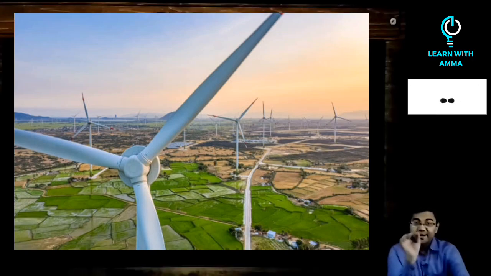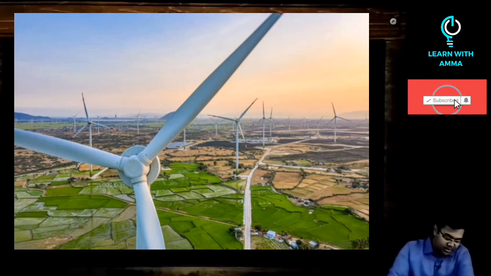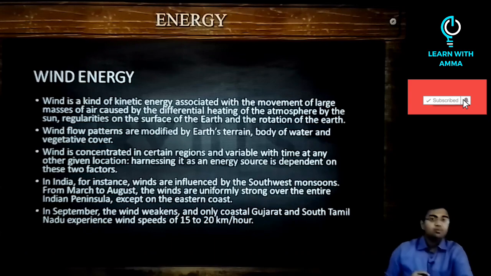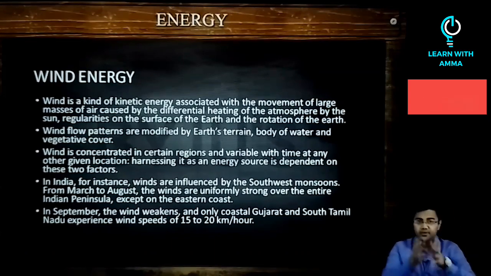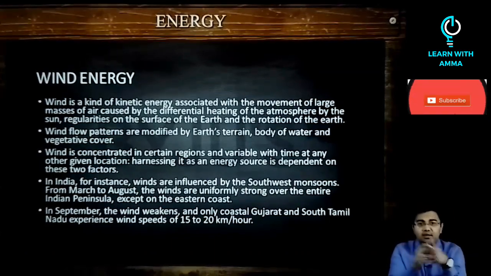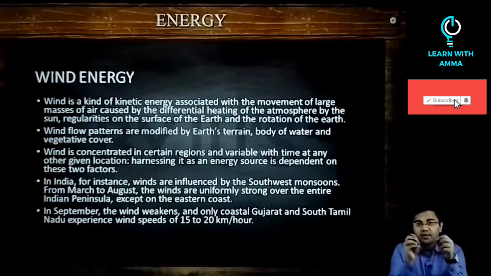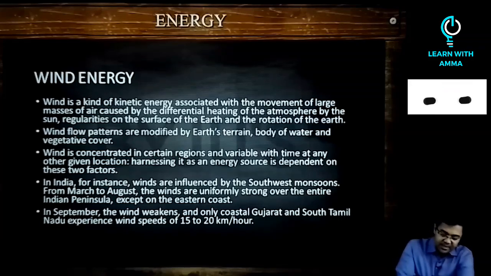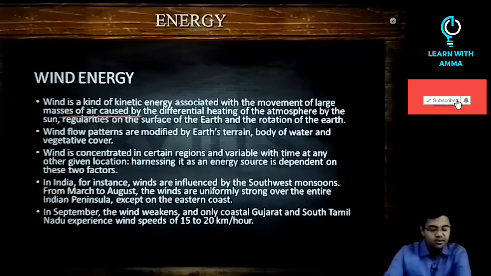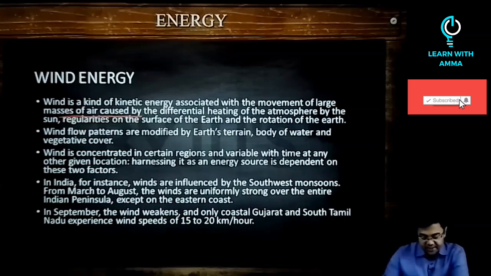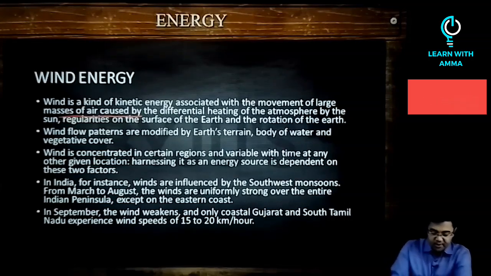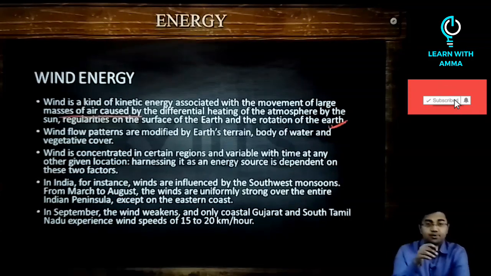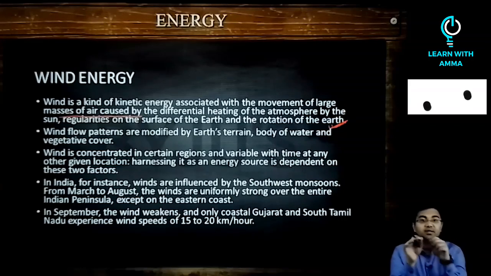Now let's move on to the next type of renewable energy that we have, that is wind energy. So when we talk of wind energy, what is wind? First of all, we need to know what is wind. Wind basically is a kind of kinetic energy that is associated with the movement of large air masses caused by the differential heating of the atmosphere by the sun, irregularities on the surface of the earth, and the rotation of the earth. So you have three reasons because of which the wind is being formed on the earth.